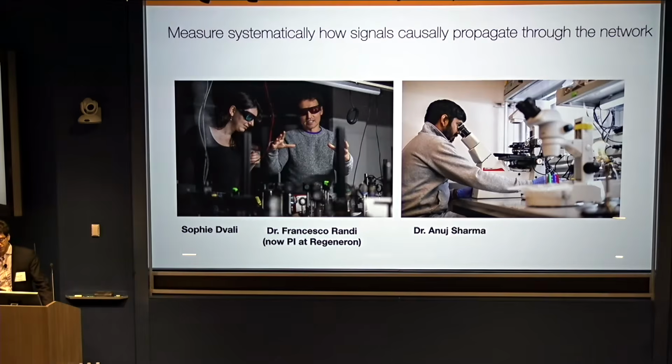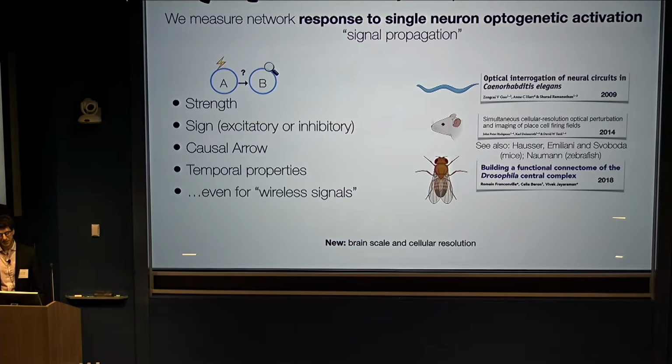Okay, and so the first step to try to ask this question is we wanted to measure very systematically how signals causally propagate through the network. So this is the team that did the first set of measurements I'll share with you. And so the idea was we wanted to measure the entire network's response to single neuron optogenetic activation. And for lack of a better term, we call this signal propagation.